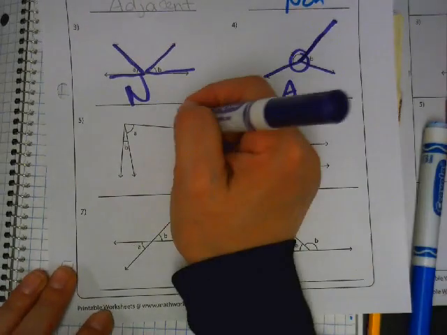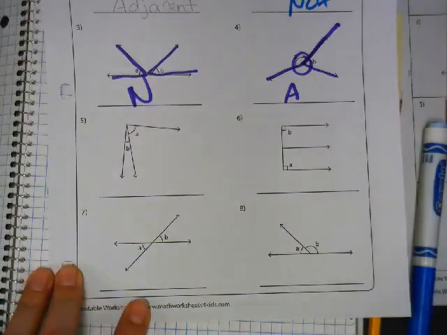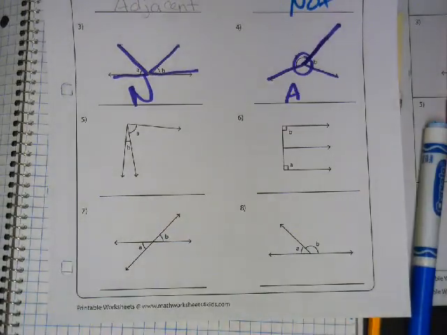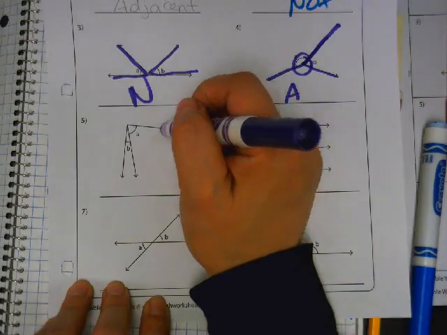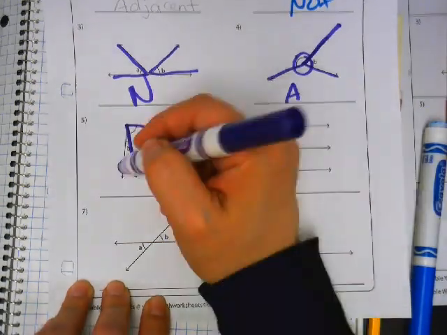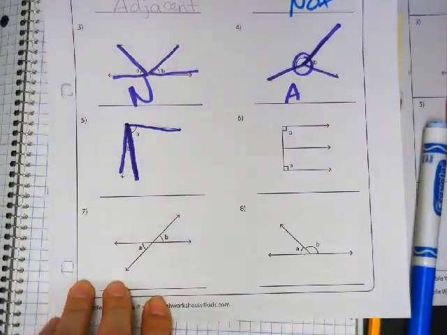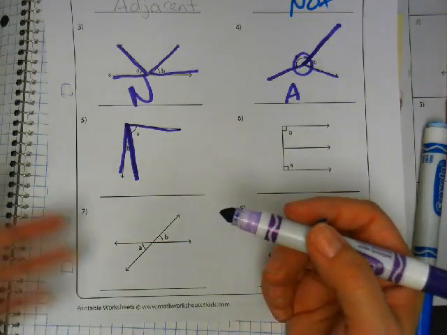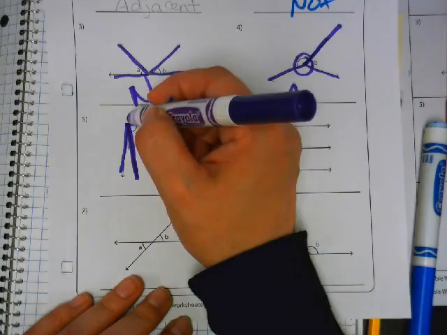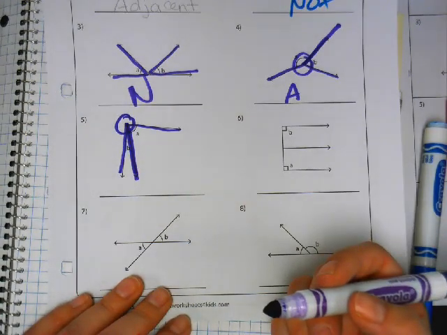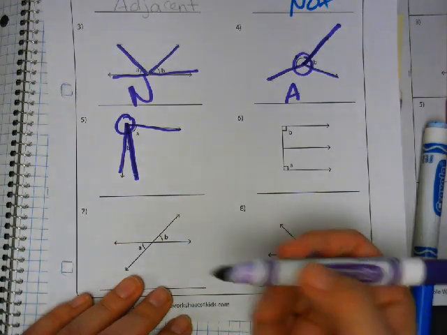Number 5. Hold on. Check your front side. This is me giving you a star. We're doing it together because it's just me and I can't go around checking everybody. So here's A and here's B. Are we good? No. What's wrong with it? They overlap. The vertex is here. It's adjacent.